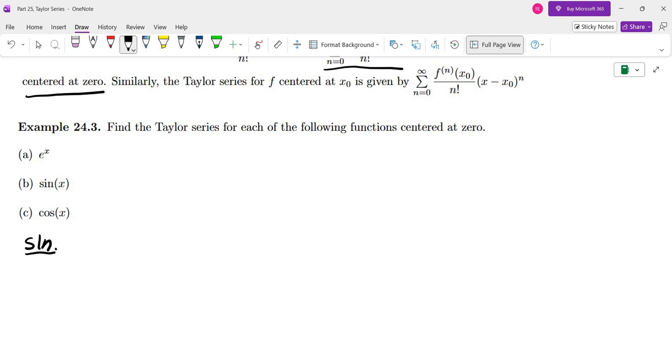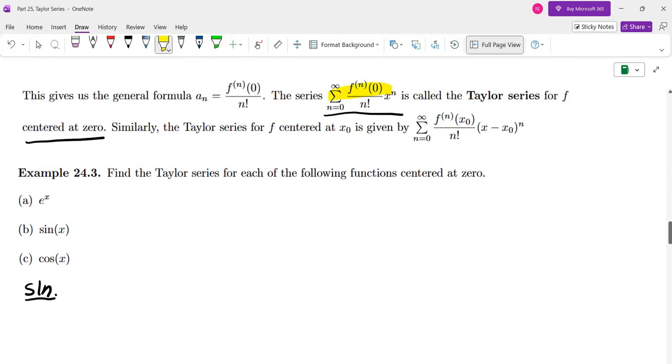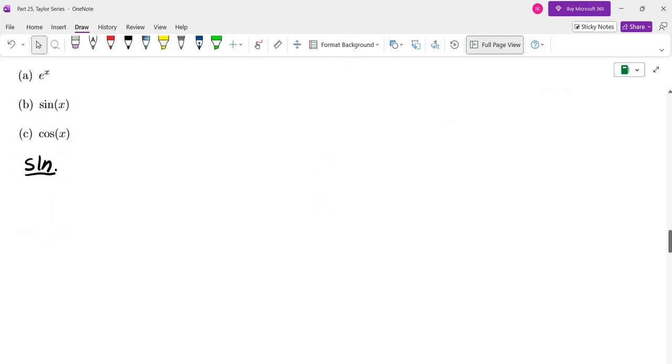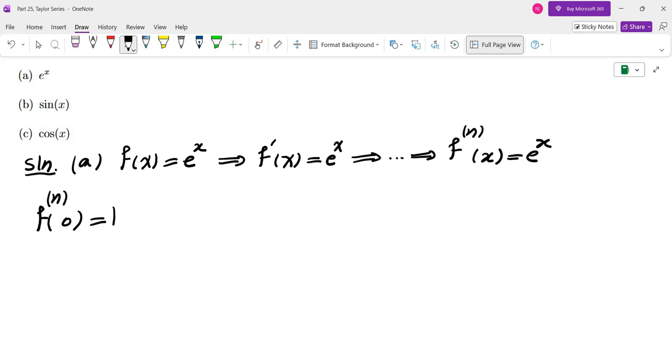These are Taylor series for e to the power of x, sine of x, and cosine of x. And we want to find these centered at 0. So we'd have to use this formula, f⁽ⁿ⁾(0) divided by n factorial times x to the power of n. So we'll start with f(x) equals e to the power of x. Well, if that is the case, then its derivative is still e to the power of x. So that means f⁽ⁿ⁾ is the same function. So now we are going to substitute 0. So f⁽ⁿ⁾(0) is equal to 1.